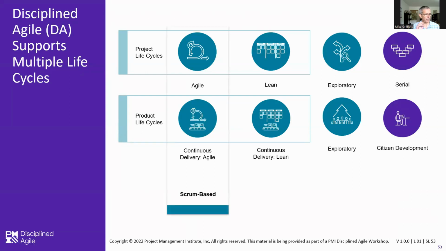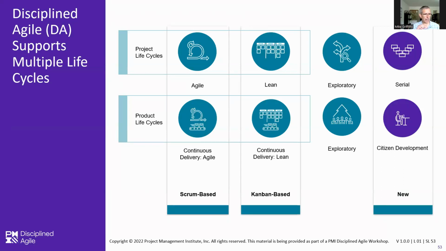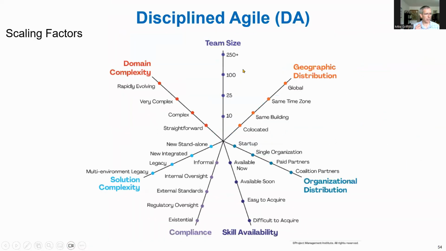And of course, Scrum-based, Kanban-based, lots of different ways to slice and dice the approach, as well as, if you want to do serial or predictive, that's fine. You want to do citizen development, sure. That's a valid approach too. So quite inclusive. It also has some scaling factors. So as team sizes grow or you're geographically distributed, how should we adapt our process for that?